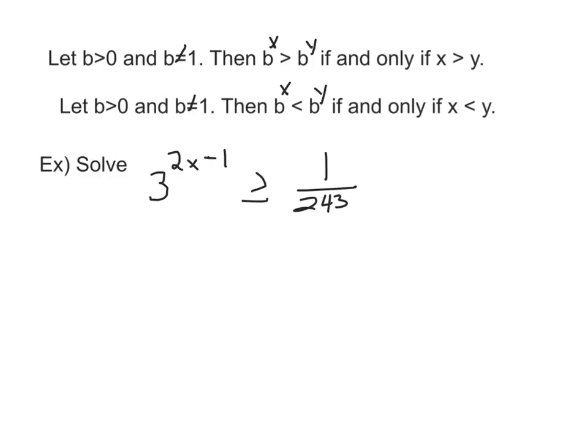3 to the 2x minus 1 is greater than or equal to 1 over 243. Okay, well, first of all, we want 243 to be up top. So in order to do that, we're going to write it 3 to the 2x minus 1 is greater than or equal to 243 to the negative first power. From there, we can keep going. And we know 243 is actually 3 to the fifth power.